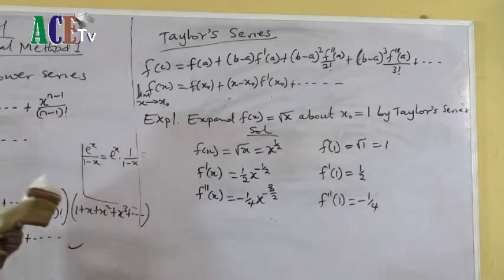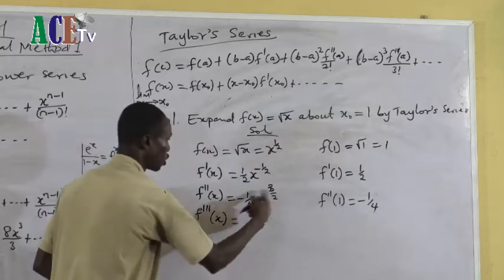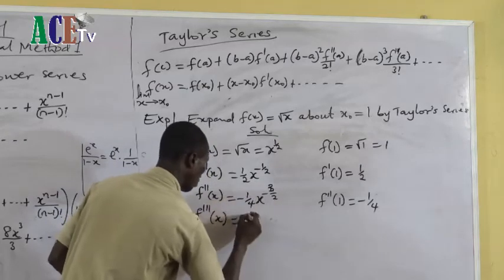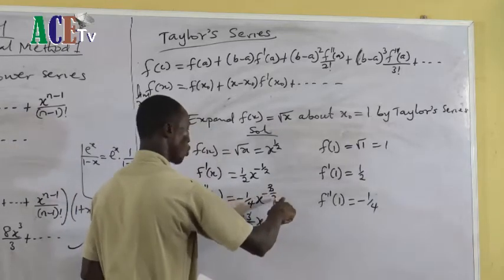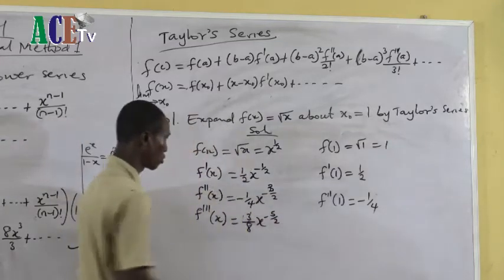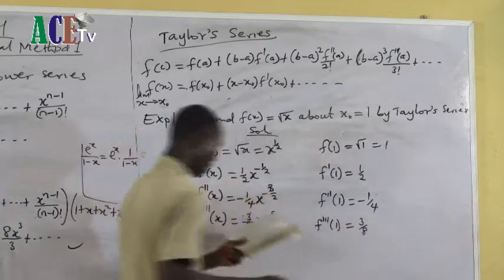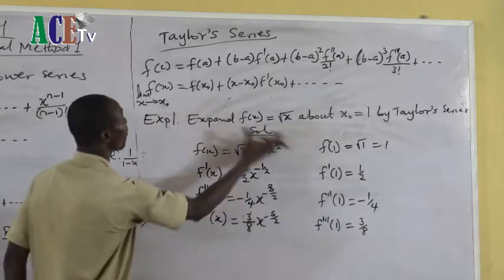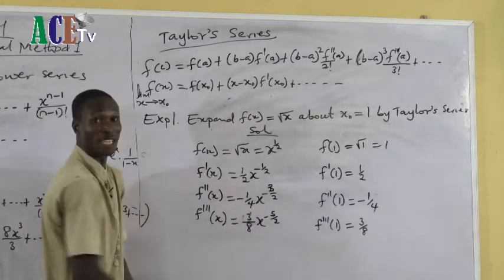Then you can expand it as much as you like. Let me do the third one. If I multiply these, it will give me 3 over 8, x raised to the power minus 5 over 2. Then f triple prime of 1 will give me 3 over 8. If I have that, I can substitute these values. You can go to 9, you can go to 20 terms, but I will stop here. If you stop here like this in the exam, you are good to go.